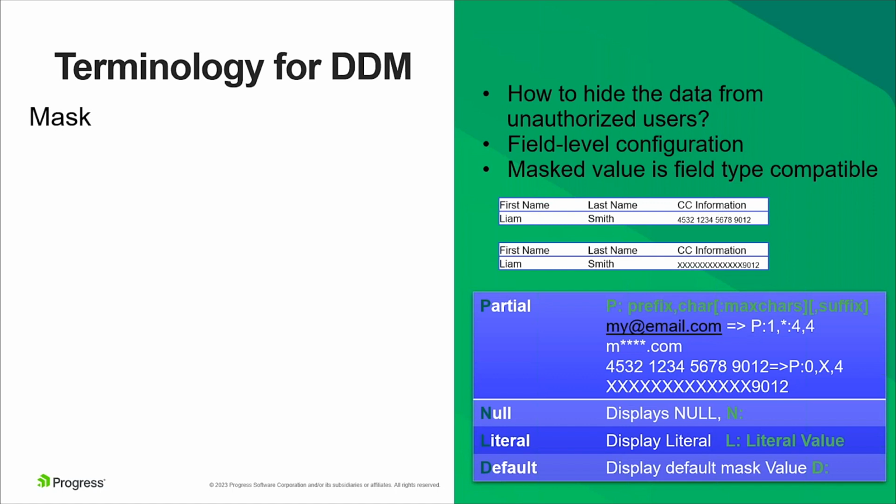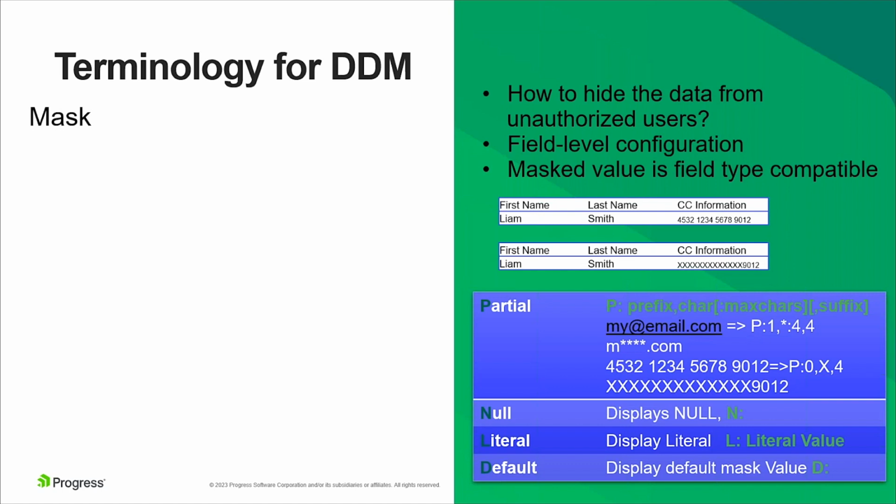Partial mask comes with a configuration allowing you to specify what portion of the field you want to mask and what portion of the field you want to keep unmasked. It has three parts: the prefix, the middle part that covers the mask character, a single character, and the maximum number of mask characters, and the last part is the suffix. The prefix and the suffix say what portion you want to keep unmasked, and the middle part says what masking character you want to use and for how many characters.